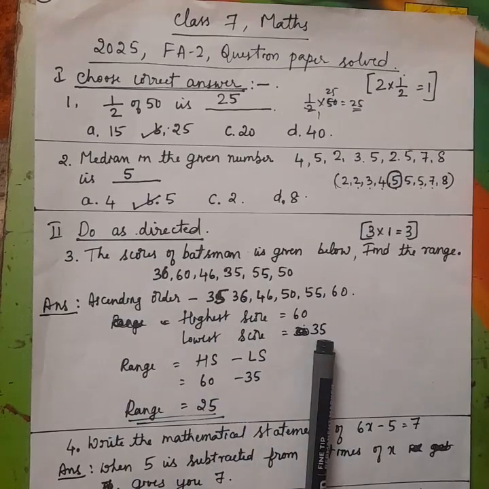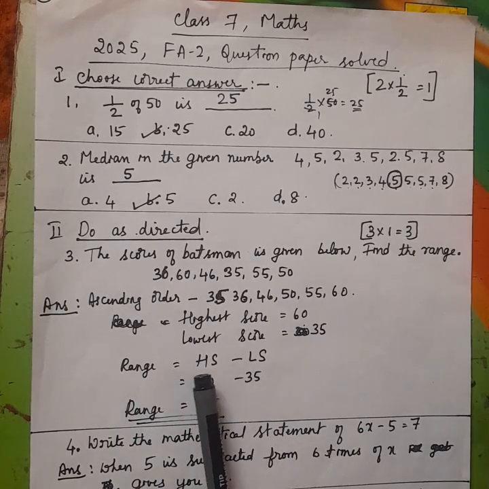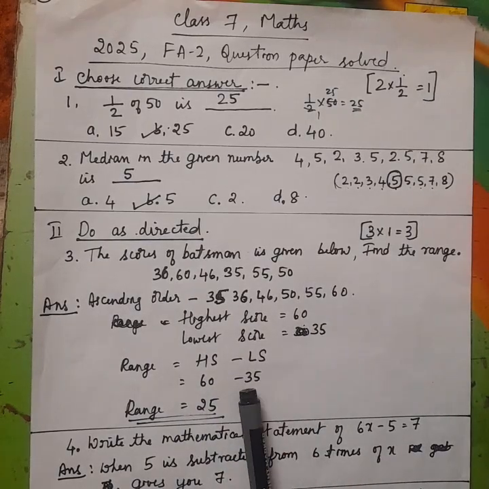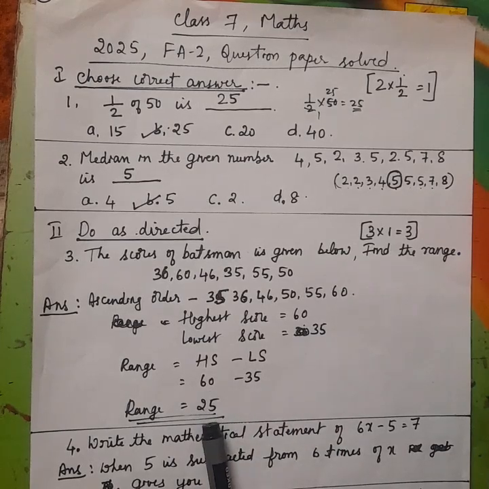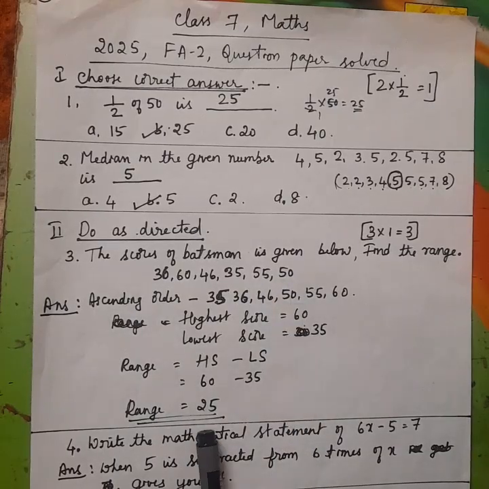Then the lowest score is 35. So what is the range? Range is the difference between the highest score and the lowest score, HS minus LS. The highest score is 60, minus the lowest score 35. 60 minus 35 is 25. So the range for this question is 25.